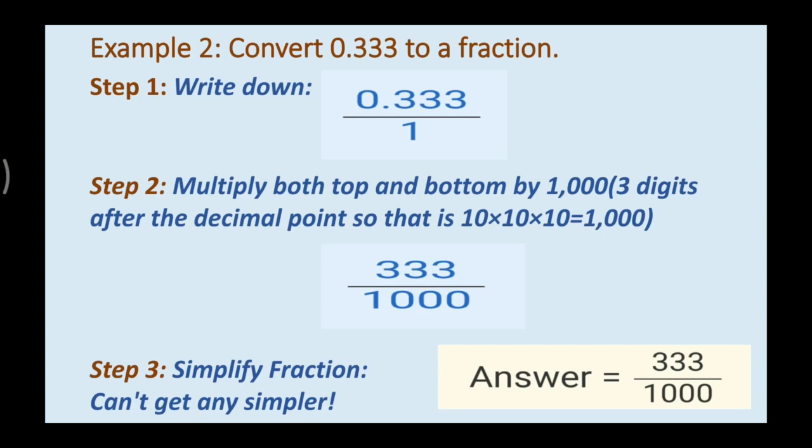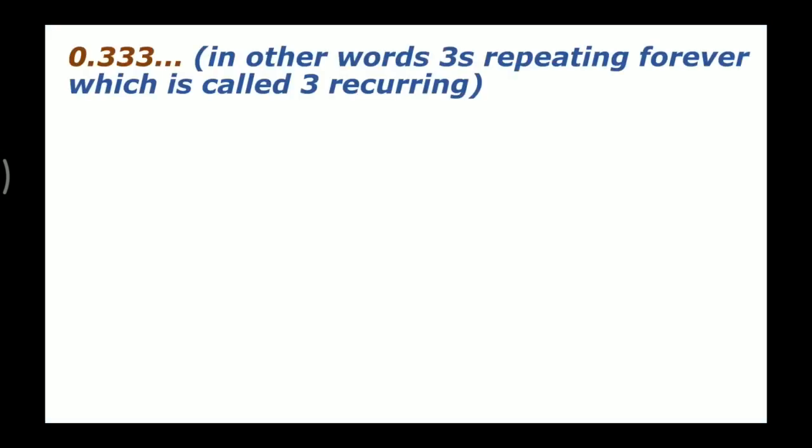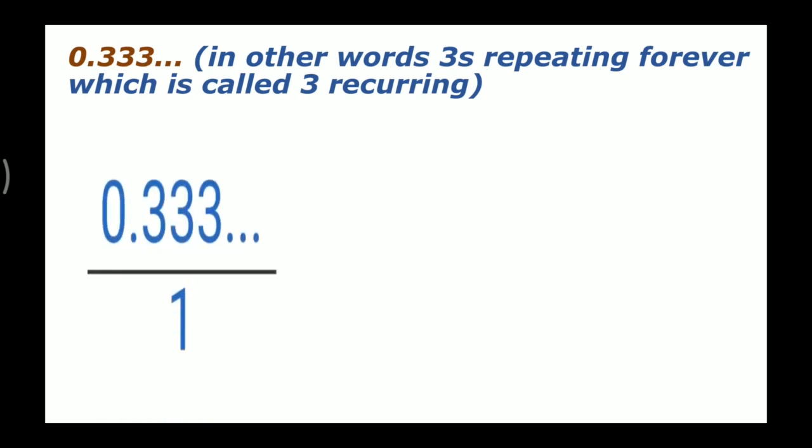So if you have a problem like 0.333 dot dot dot, in other words 3 is repeating forever, which is called 3 recurring, how would you convert such kind of decimal into a fraction? Well, we'll follow the same steps. So your first step is divided by 1. So 0.333 repeating forever divided by 1.